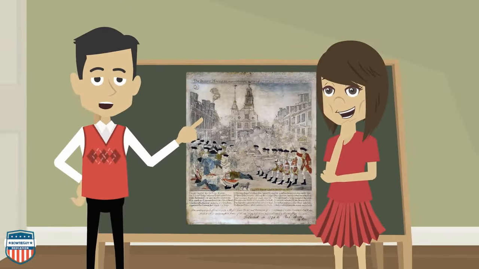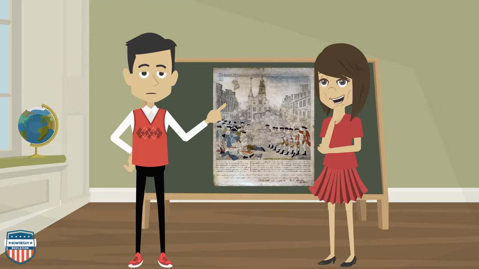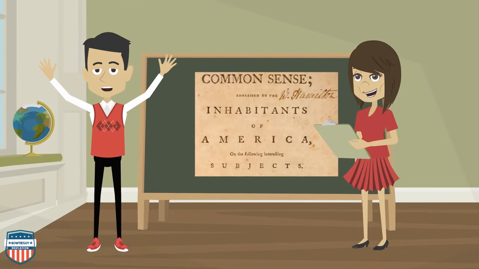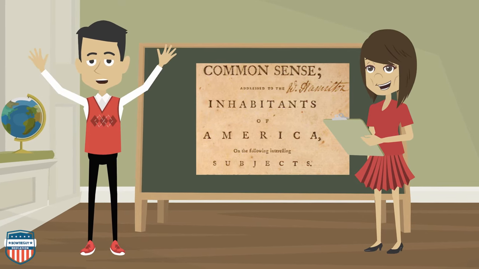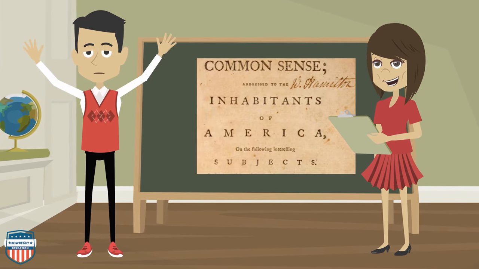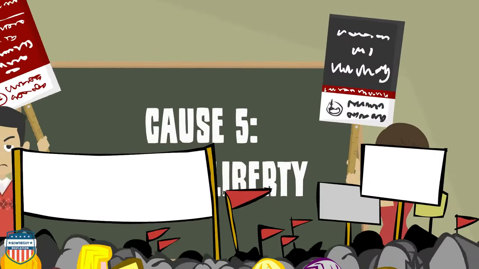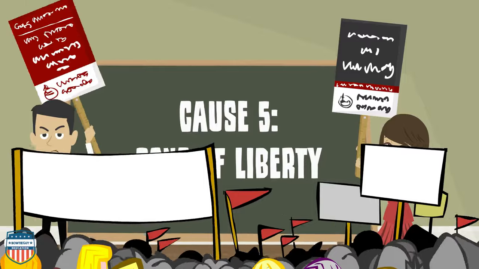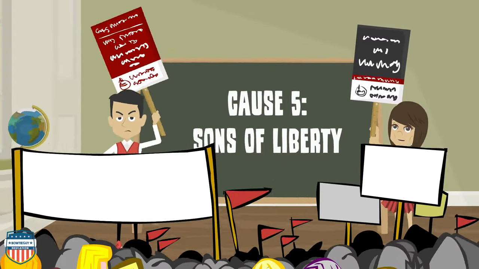Propaganda like this was used to persuade the public that independence from England was necessary. Thomas Paine wrote Common Sense, which is a pamphlet about his opinion about why it was necessary to break away from England. The pamphlet was easy to read and was simple for the colonists to understand. Groups like the Sons of Liberty publicly and sometimes violently protested the taxes. They thought the taxes were unfair.